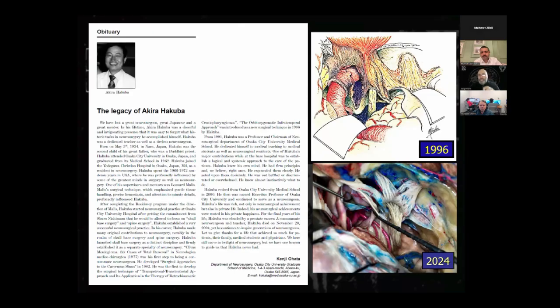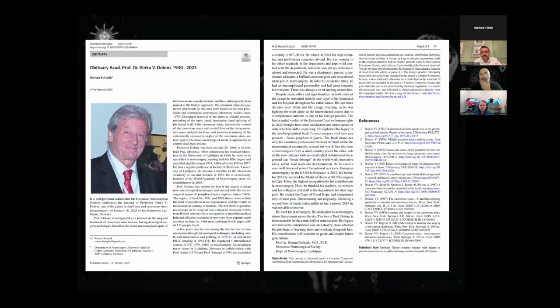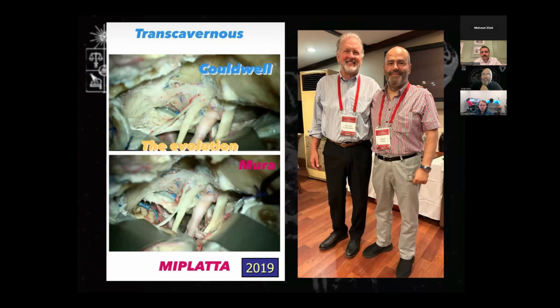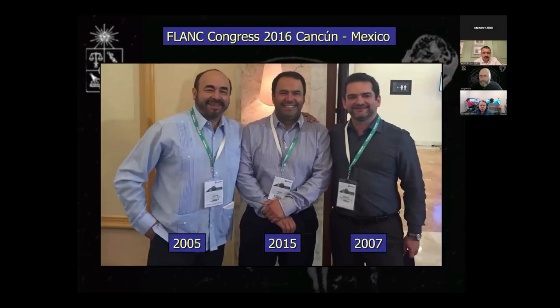That's very important. The same thing with Dolenc. William Caldwell, a very brilliant neurosurgeon, was the first to describe the neurolysis, the microsurgical freeing of the lateral wall cavernous sinus nerves that we use today. And the other thing is the combination with less invasive approaches.